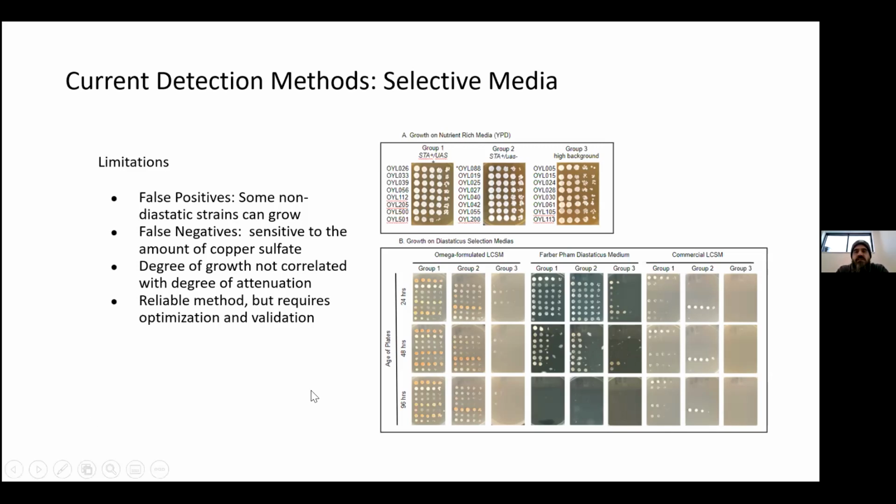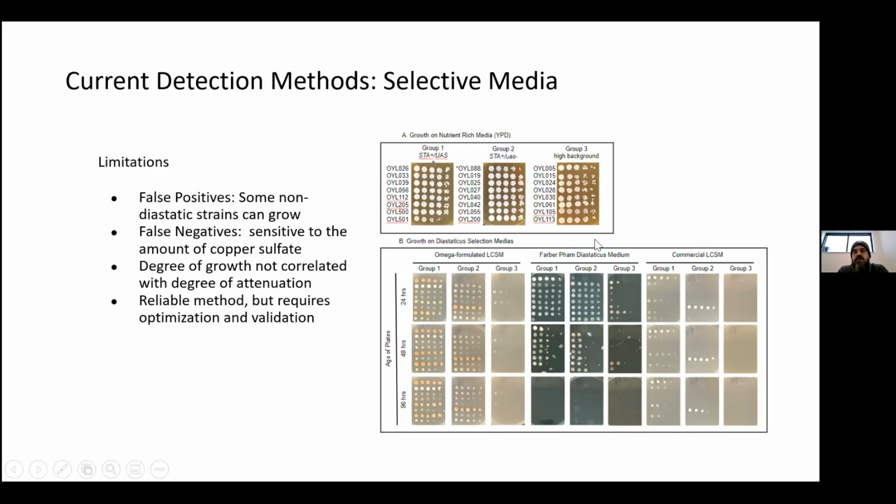One of the interesting things we saw is that this illustrates the effect I was telling you about before with age on plates. The older the plates get, the more restrictive to growth they are. With these group 3 high background strains, by the time you get to plates that were poured 96 hours before we put yeast on them, you see less of this background, but you also see less growth of the actual diastatic yeast than you do on 24-hour plates.